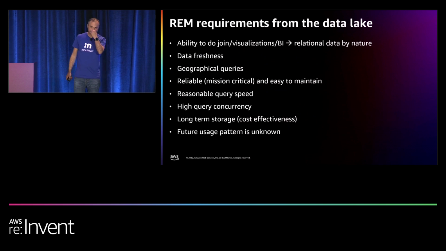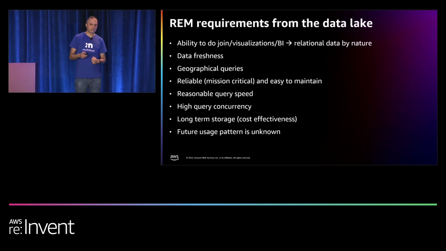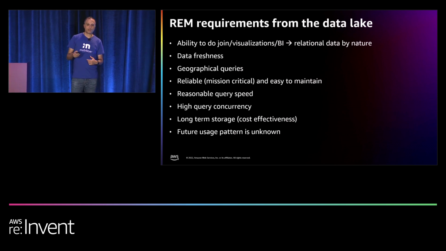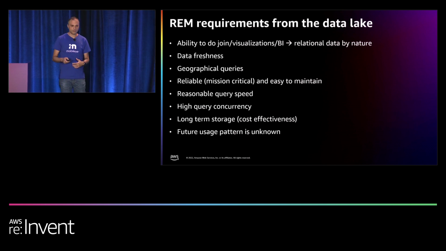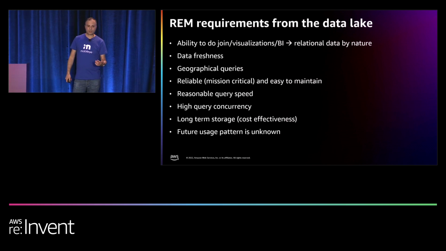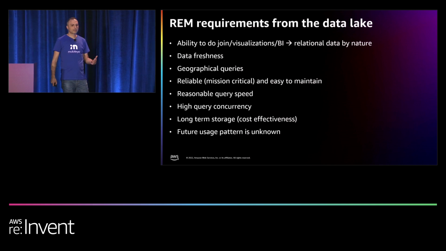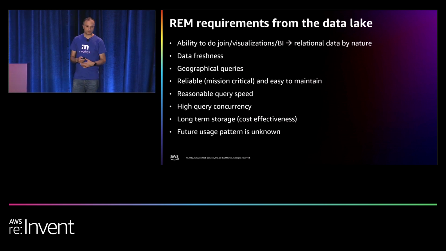So what were our requirements? We had to support joins on different tables, such as geometries of roads and stuff like that, so we have relational data by nature. We needed the data to be fresh, so that every new payload that arrives should be available to queries soon after. We needed to support geographical queries. And we wanted something reliable and easy to maintain, because this is mission-critical functionality. We needed reasonable query speed. It doesn't have to be sub-second, but it should run fast enough for our needs.